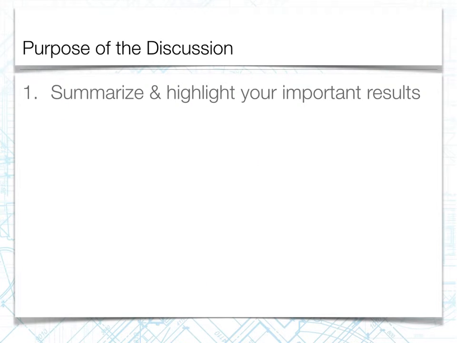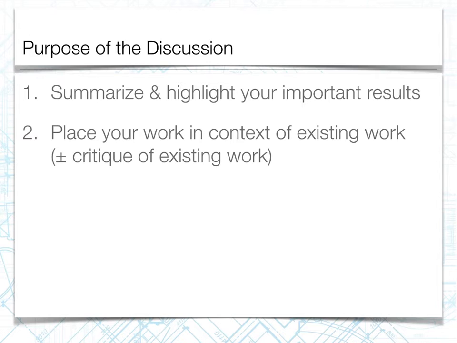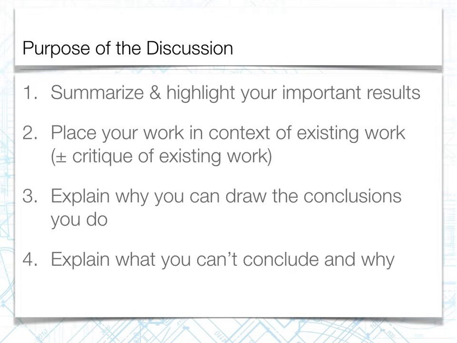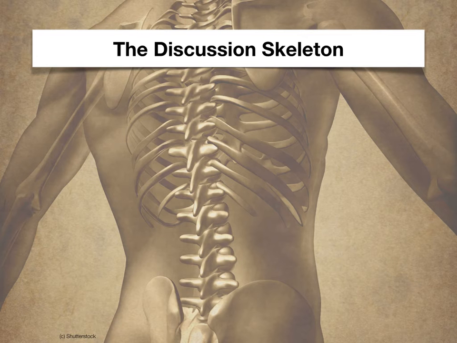First, you need to summarize and highlight your important results. Second, you need to place your work in the context of existing work. You need to explain why you can draw the conclusions that you do, and what you can't conclude, and why. Finally, you want to set the stage for future work. There's a sweet spot with respect to the length and level of detail in your discussion section that will take some time for you to get good at. However, 5 tasks suggests that there should be at least 5 paragraphs.